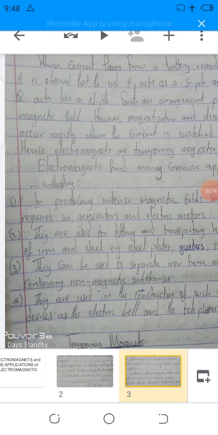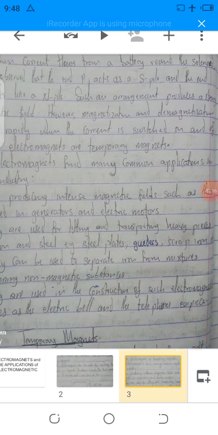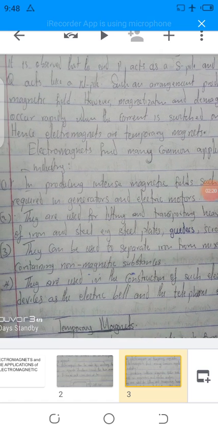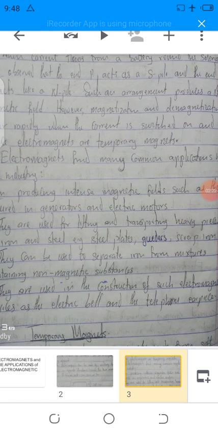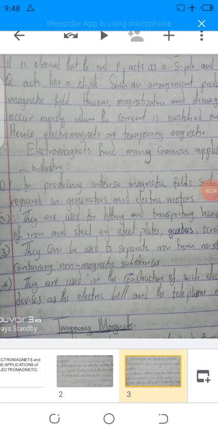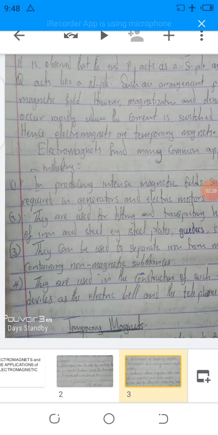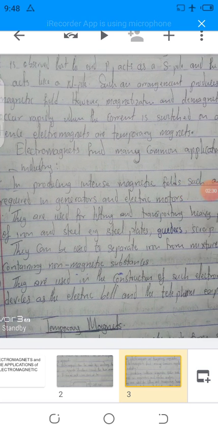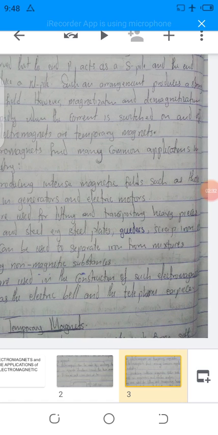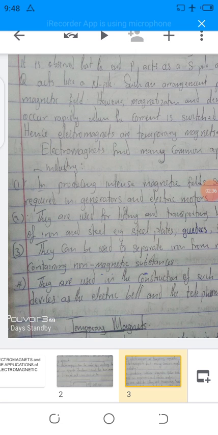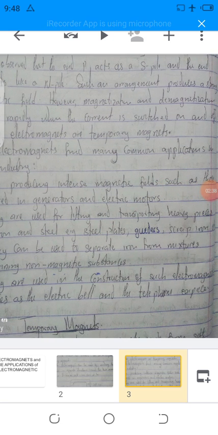However, magnetization and demagnetization occur rapidly when the current is switched on and off. Hence, electromagnets are temporary magnets. Electromagnets find many common applications in industry, such as, number one, in producing intense magnetic fields such as those required in generators and electric motors.